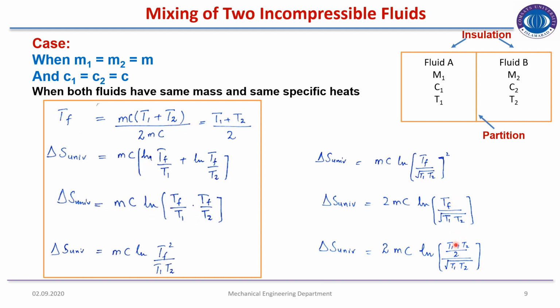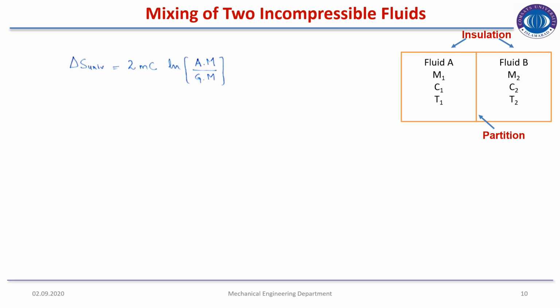So here we have put the relation of Tf, that is Tf is equal to (T1 plus T2) divided by 2, for same mass and same specific heat. So that is the arithmetic mean, and under root T1 T2 is the geometric mean. So it is also written that arithmetic mean AM is equal to (T1 plus T2) divided by 2, whereas geometric mean is mathematically represented by under root T1 T2.